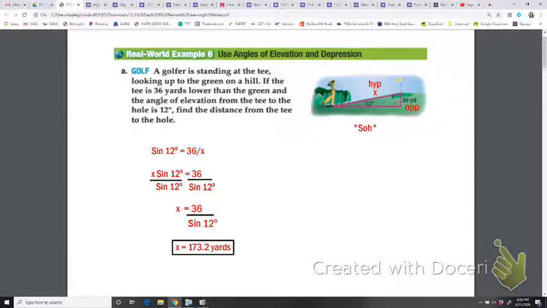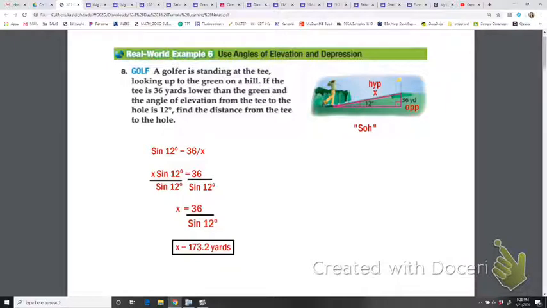So they gave us a picture here, which is helpful. They labeled the 36 yards, which is opposite your 12-degree angle. It wants to know the distance from the tee to the hole, which is the hypotenuse side. So you know the opposite and hypotenuse, so that's using SOH, or sine. So we have sine of 12 degrees is equal to the opposite over the hypotenuse, so 36 over x.